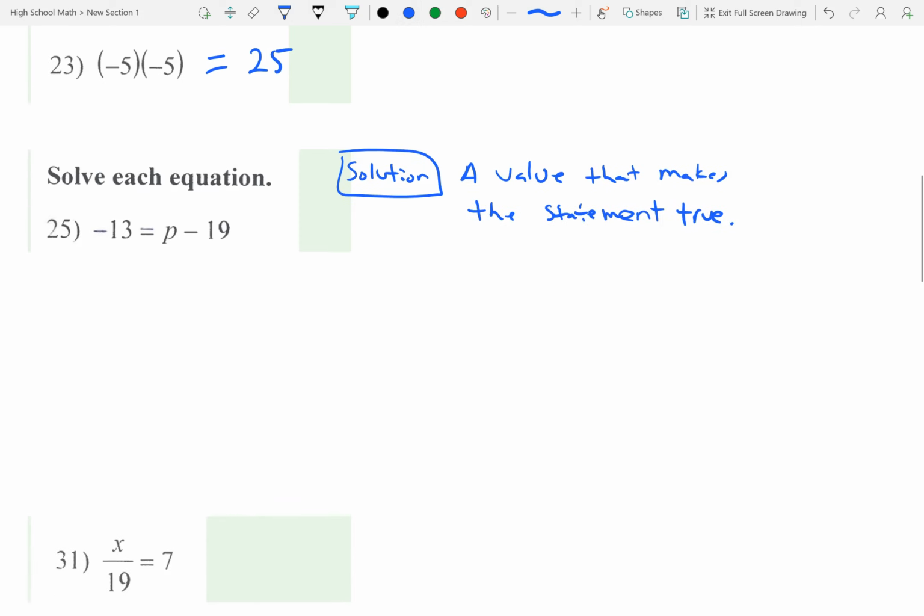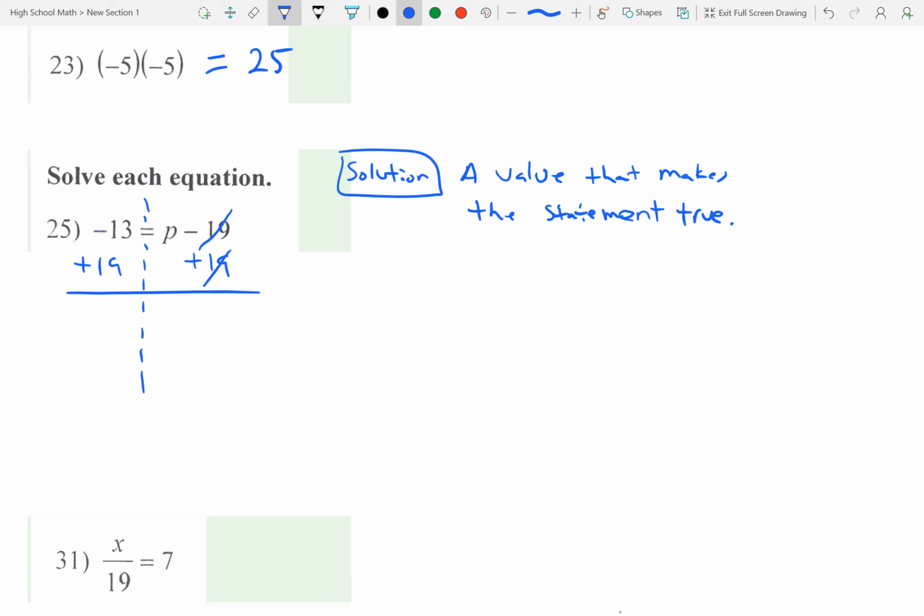Okay. So we have -13 equals p minus 19. We can substitute anything in the world we want for p, but it turns out only one value will make this statement true. So I want to get p by itself. Currently we have p minus 19. I want to undo that minus 19. Just drawing a little separator line like a fence right down the middle of my equal sign. I want to undo minus 19. I use the inverse operation, add 19. Whatever I do to one side, I do to the other.